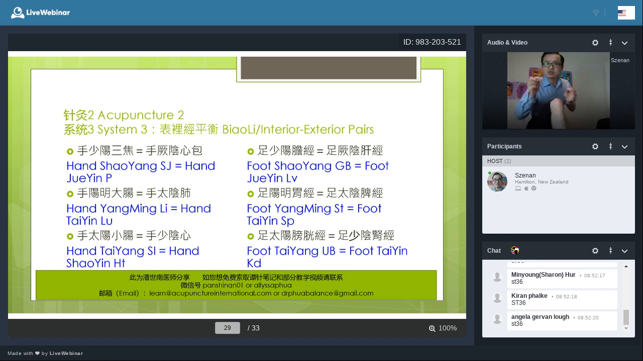But you don't needle Stomach 36. You actually needle the Ashi point. Get to the Ashi point. Get your hand. Use firm pressure. Each point you press, you're going to be equally firm. Okay? Use the same pressure. You find the most sensitive one, needle it. That's it.